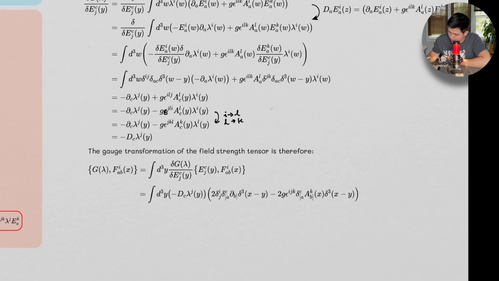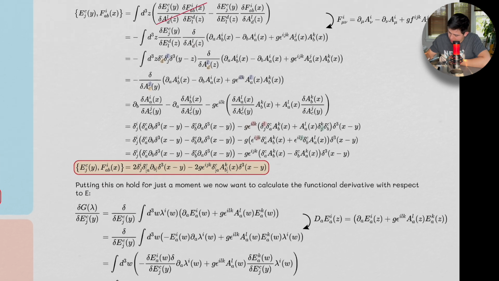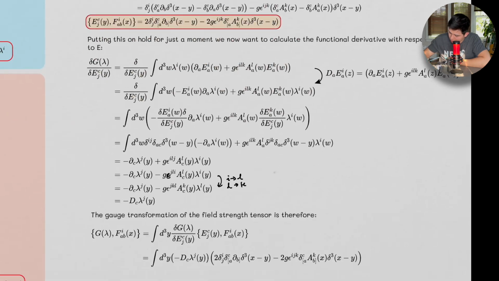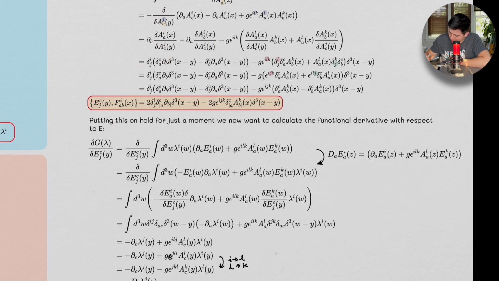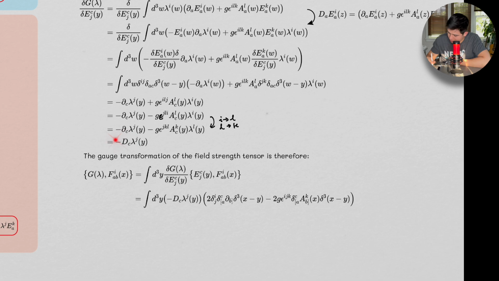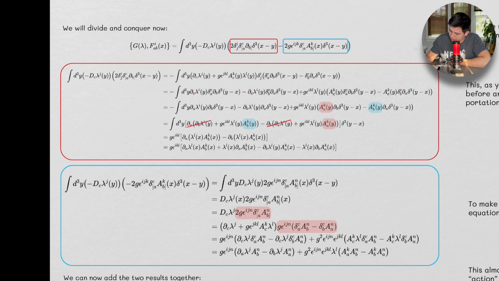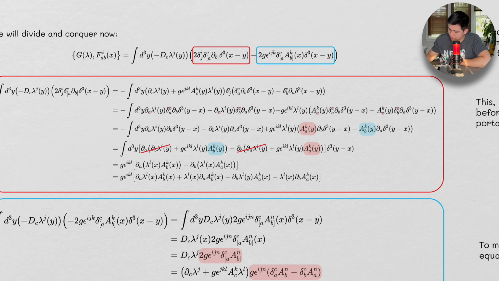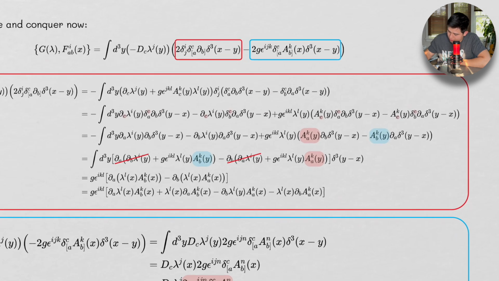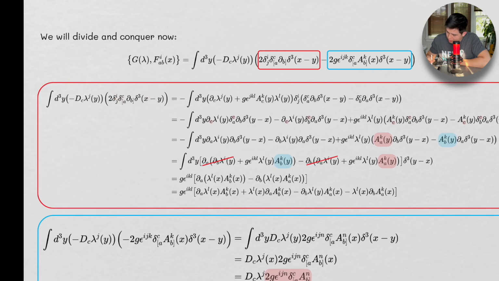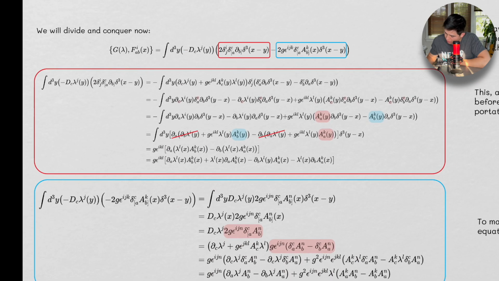The gauge transformation of the field strength tensor is therefore all of this, right? So we had this, we calculated this, and so now this guy here is this, which is what we calculated here. This guy here is this, which is what we calculated here, right? So now we divide and conquer. We can take this guy here and this guy here and just do the integration separately. So when we do that, this guy here is this here, right? So all of this, we're dealing with the red box right now. Right? So all of this is going to be all of this here.